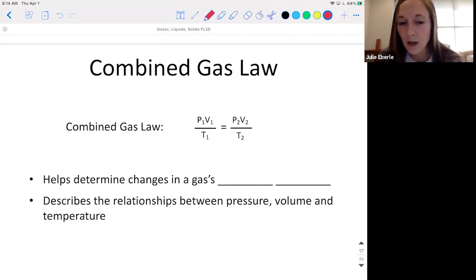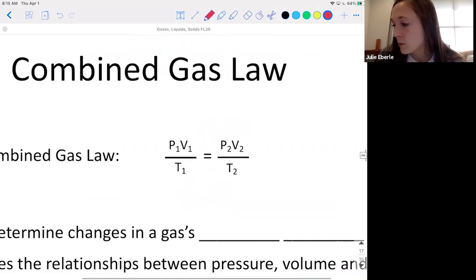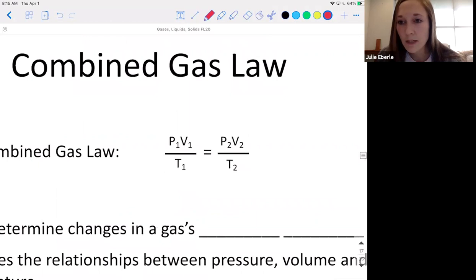This combined gas law is the compilation of 3 simple laws that you've probably heard of in a previous science class, possibly. Boyle's law, Charles' law, Gay-Lussac's law. Okay, so here's the combined gas law, and it's this: P1 V1 over T1 equals P2 V2 over T2.